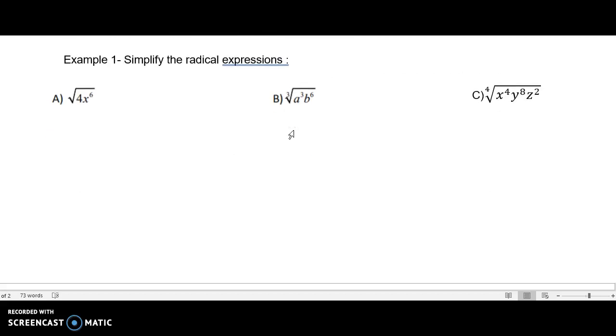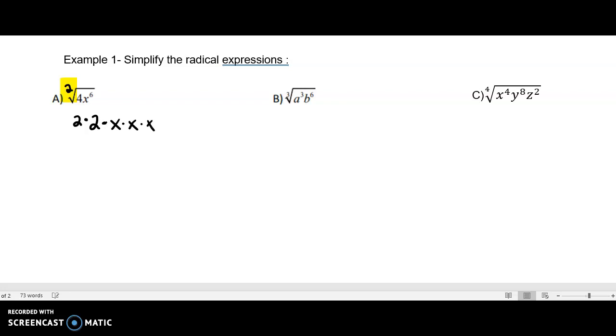So if I look at example A, I want to identify what the index is. Okay, so that is that number that's right here. We don't see one, so it's an invisible 2. This is a square root. So I'm going to break these up into their prime components. So the primes of 4 are 2 times 2. And then I'm going to write out my x's. 1, 2, 3, 4, 5, 6, because there are 6 of them underneath this radical, x to the 6th power.